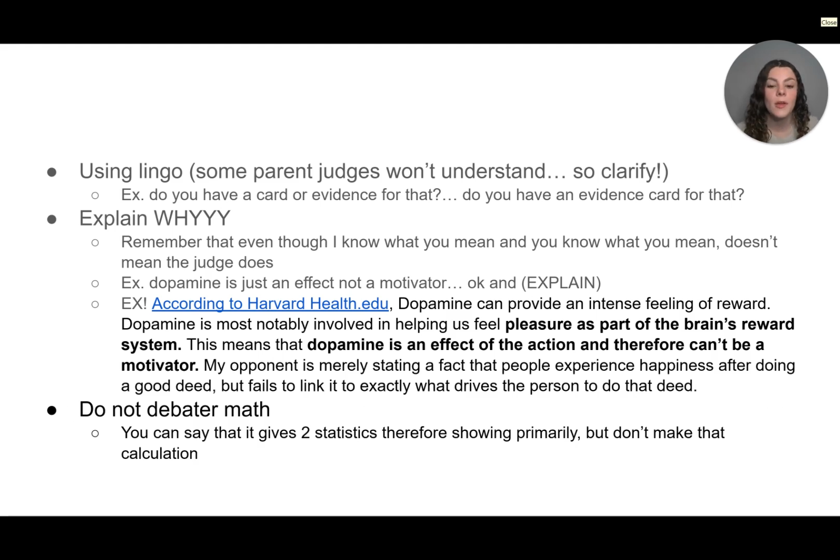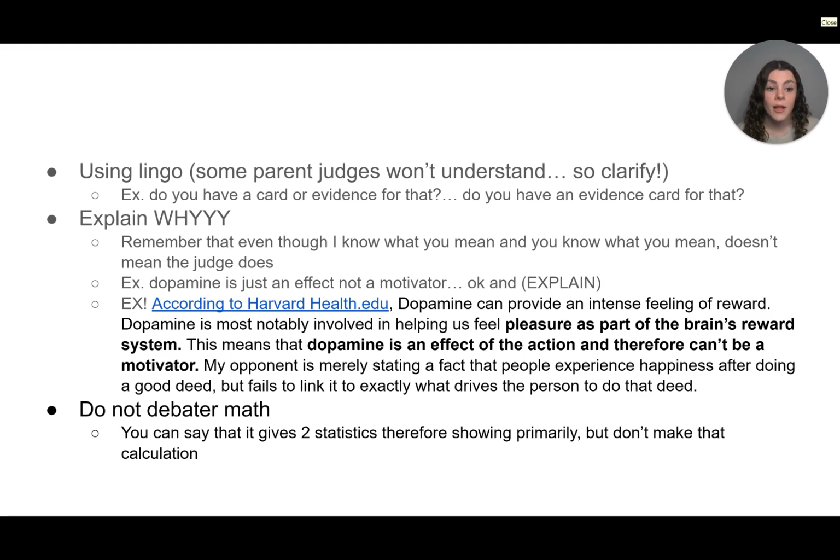Lingo. Some parent judges don't understand the type of lingo you're using, so you want to clarify. If you're in the questioning segment and you ask your opponent, do you have a card for that? Your judge might say, a card? What's a card? Instead, you can say, do you have a piece of evidence for that? Do you have an evidence card for that? Do you have a card or evidence for that? So, indicate what a card is, or just not use the word card at all.